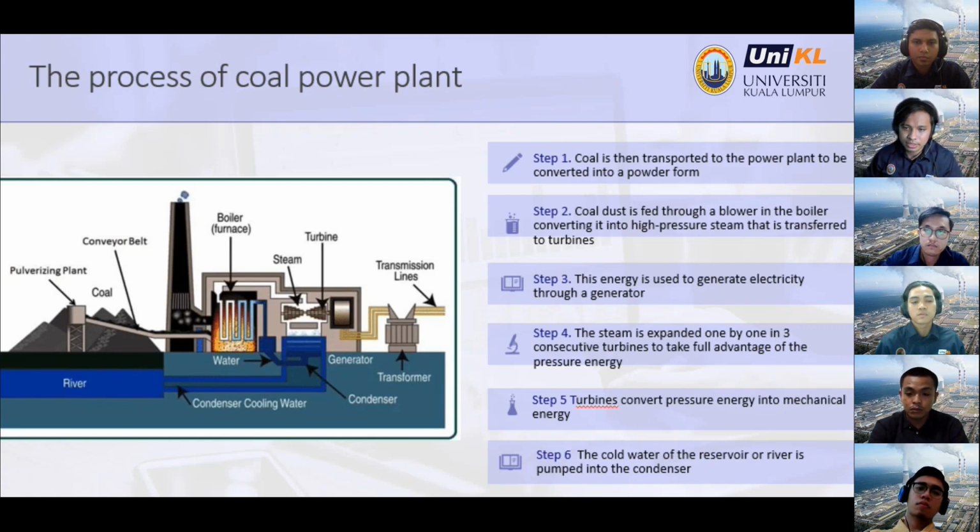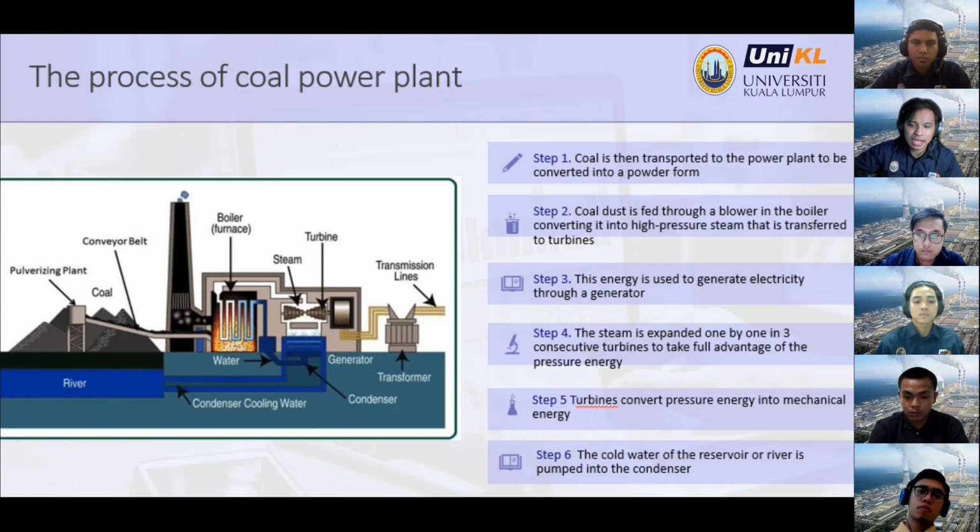The coal is then fed through a blower into the boiler. The thermal energy released from this fuel is used to boil water up to 1000 degrees Fahrenheit, thus converting it into high-pressure steam that is transferred to the turbines. This energy is used to generate electricity through a generator. Due to such high RPM, the voltage output of the generator is approximately 24,000 volts, which can be stepped up to about 40,000 volts via transmission cables.